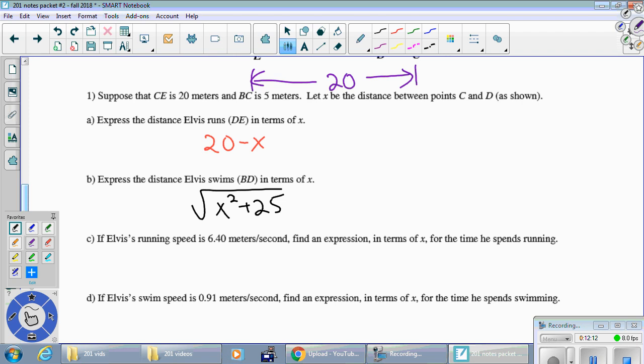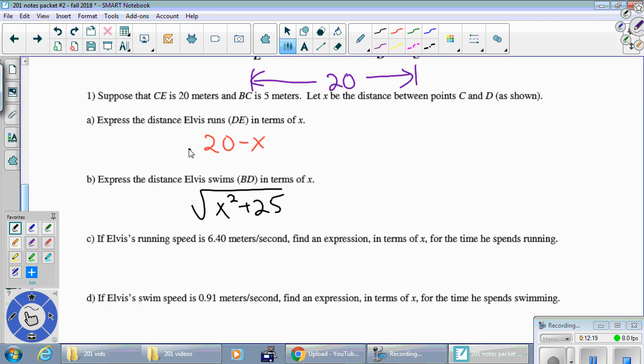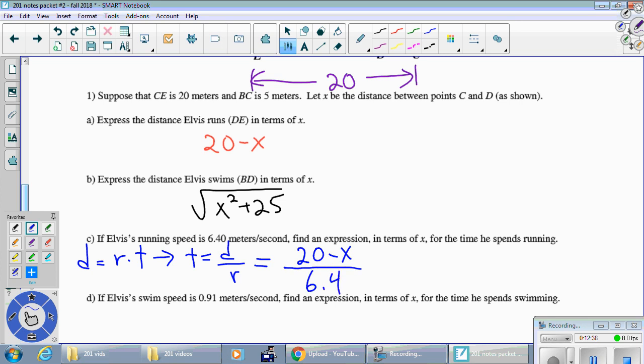Okay, and now we're told that Elvis's running speed is 6.4 meters per second, and we want the time spent running. So, whoopsies. So I don't know a lot of physics, but I do know that distance is rate times time. And so if I want to solve for t, I have to take the distance and divide it by the rate. And so we're going to take the distance that we went running, that was in red there, 20 minus x, and we're going to divide it by the rate that's given as 6.4 meters per second. So that is how long he spends running along the beach.